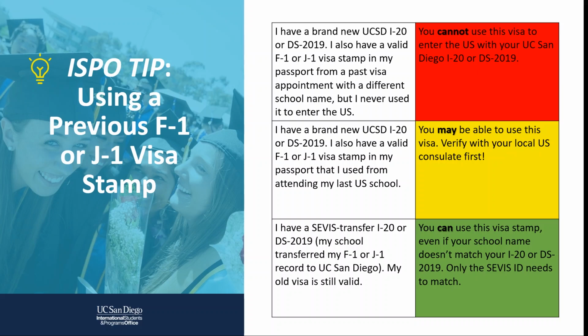If you are a SEVIS transfer student, that is, your old school transferred your F1 or J1 record to UC San Diego, and that visa stamp has not expired, you can use this with your new I-20 or DS-2019 from UC San Diego. Even if that visa stamp still has your old school's name on it, that's okay. What matters is that your SEVIS ID is the same on your visa stamp and your new UCSD I-20 or DS-2019.